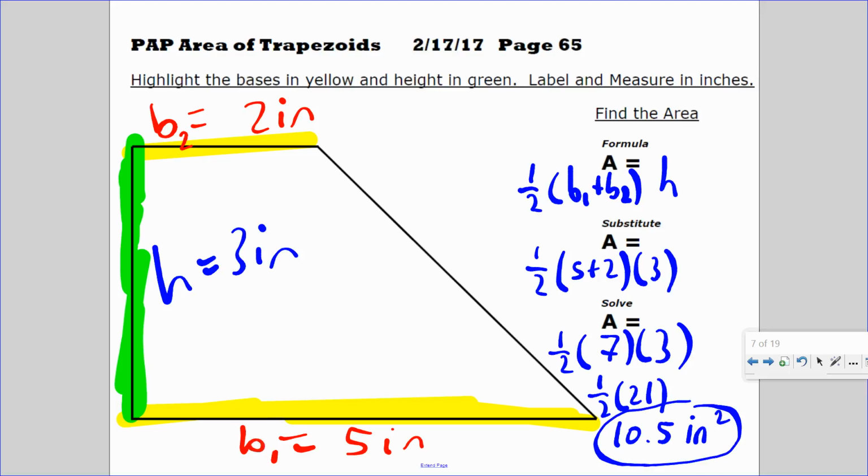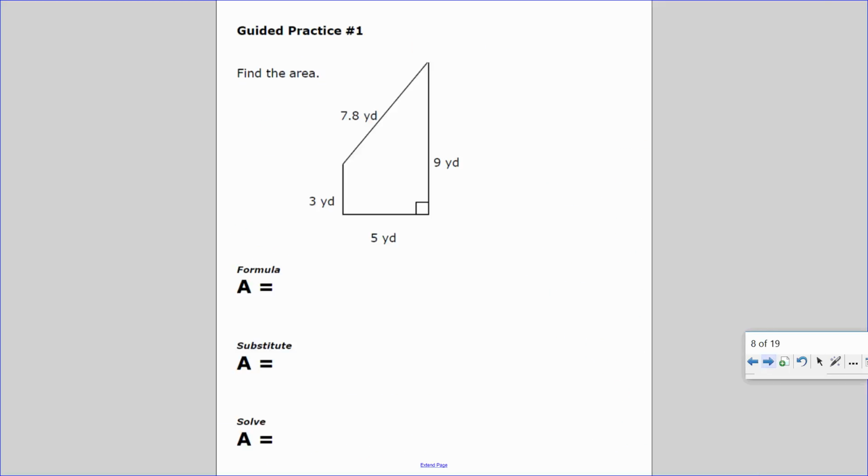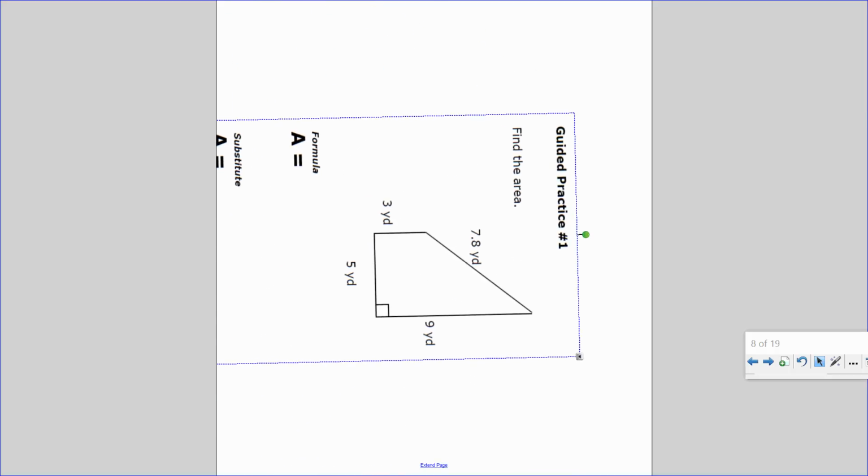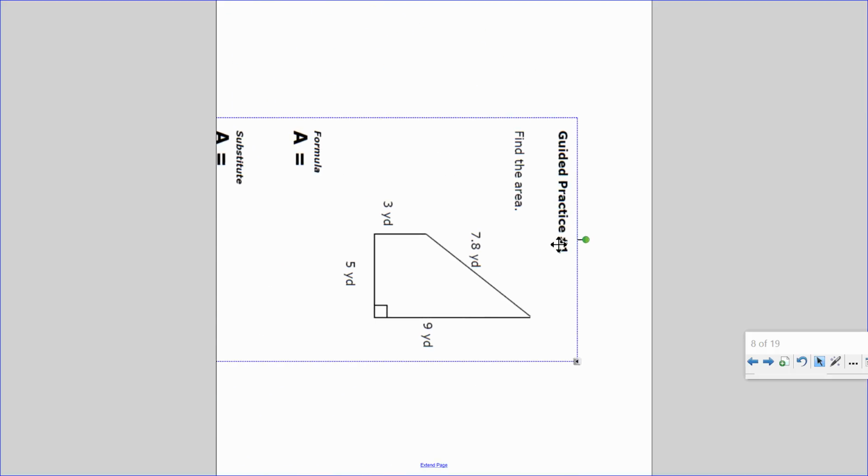So after finding the two bases and the height, you're able to find the area of the trapezoid. Let's look at different examples. Here is another trapezoid. Do you see the base? A lot of people say 5 and 7.8 yards is the base. No, it is not. Turn it. Do you now see the base? I see the base as this one and this one.